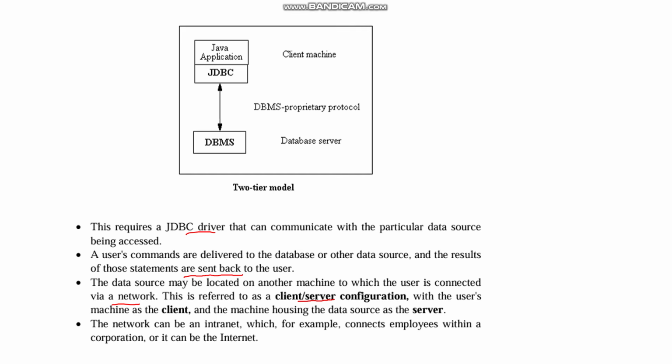The network may be an intranet, for example connecting employees within a corporation, or it may be the internet here. We say the network may be an intranet or it may be the internet. Sometimes we can go with a LAN connection also. This is about the 2-tier architecture.